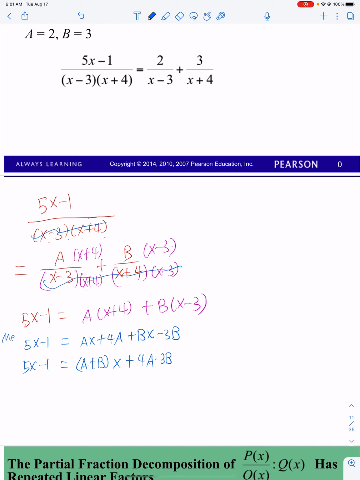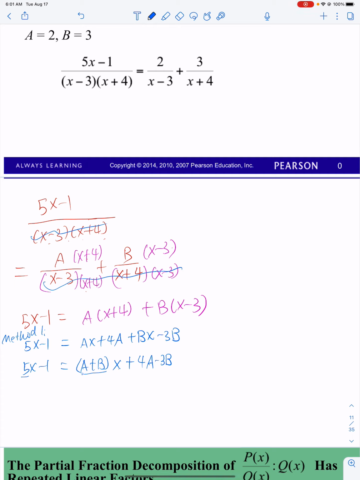So method 1. What will they do? They wanted to compare the coefficients. This means the coefficient of x has to be the same. A plus B equal to 5, and then 4A minus 3B equal to minus 1. Then you solve for A and B. So this is the method from the book, and it's kind of complicated. It's a lot of work.